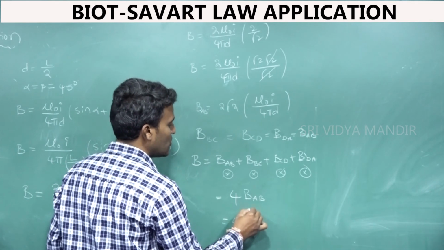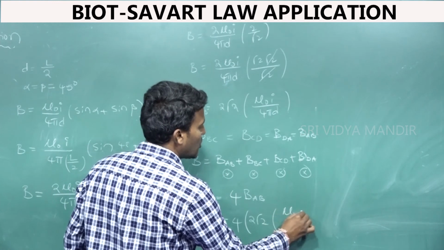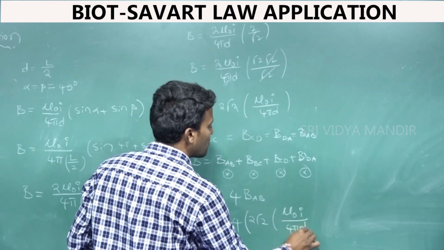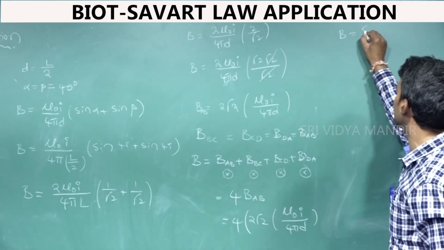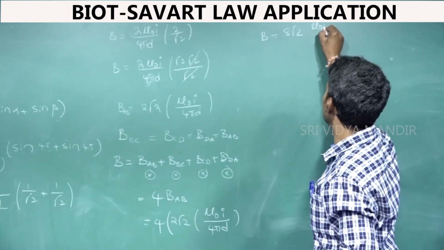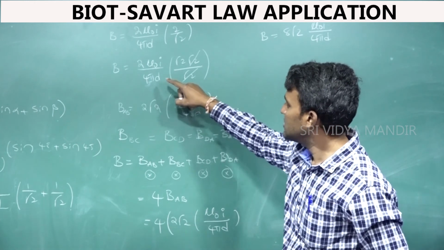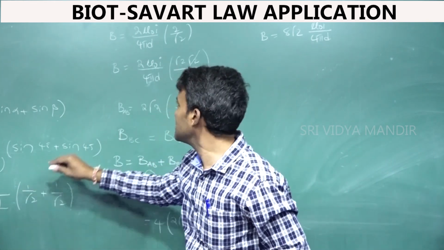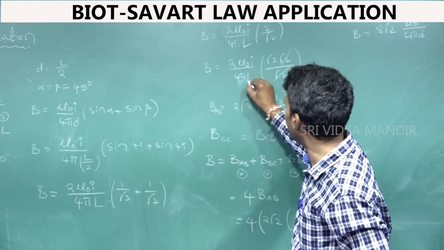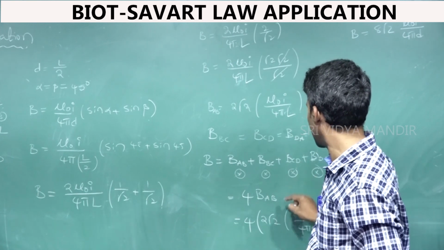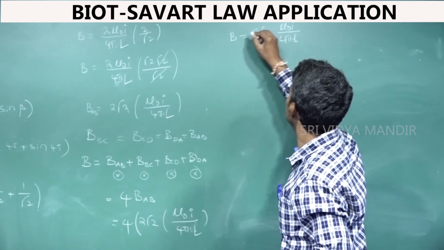Now 4 into the magnetic field, how much did we get? It is 2 root 2 mu naught I divided by 4 pi. 2 into 4, 8. So the final answer is B is equal to 8 root 2 mu naught I divided by 4 pi D. Here, see, D is equal to, already we have written L. We made a mistake here. So this D is nothing but L. D is nothing but L. Okay. This is the answer.